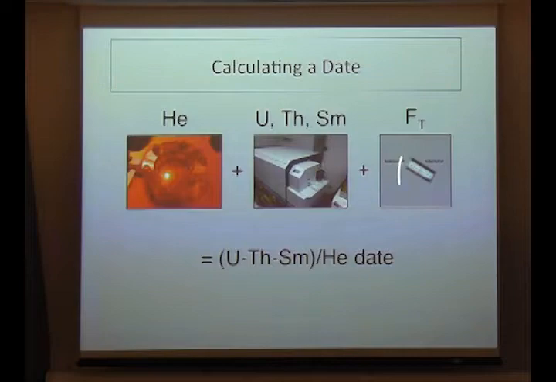The picking and preparing can take a long time. But actually getting a date on something like apatite isn't the most time-consuming part of the process. The mineral preparation, separation, doing it right, and then getting the proper grains out takes a lot of time. This part can be rather quick. But then, of course, understanding and interpreting the date is where you're going to spend a lot of your time.